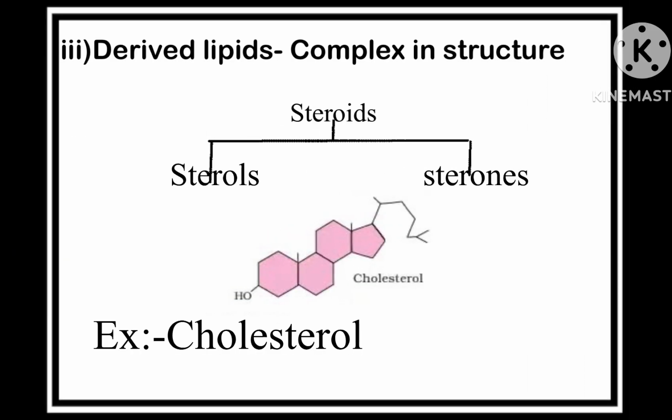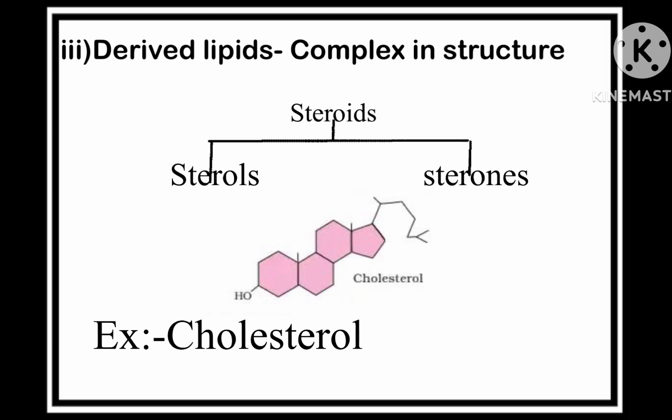Now we have derived lipids which are derived from simple and conjugate lipids. These lipids are really complex in structure and nature also. And most importantly, these are not the real lipids because they are not made up of fatty acid and alcohol. The above example is from your NCERT only, but to understand cholesterol in a better way, first we need to know what steroids are. So basically these steroids exhibit tetracyclic structures, and on the basis of functional group we have two different types of steroids.